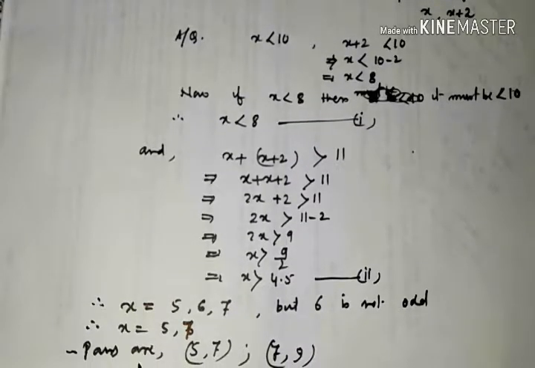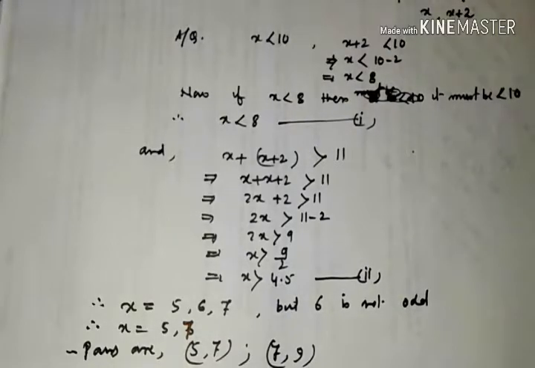Then what are the pairs? If we take 5, then the other is 7, because we have taken the numbers x and x plus 2. If x is 5, then x plus 2 is 7. If x is 7, then x plus 2 is 7 plus 2, that is 9. Therefore, one pair is 5, 7 and the other pair is 7, 9.